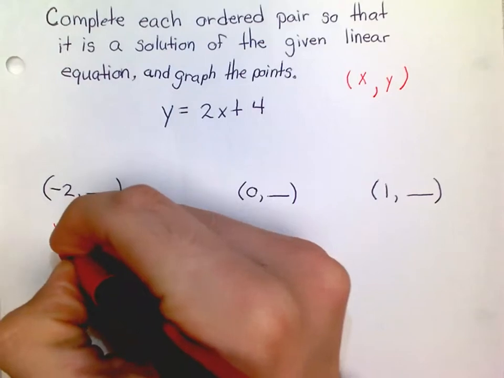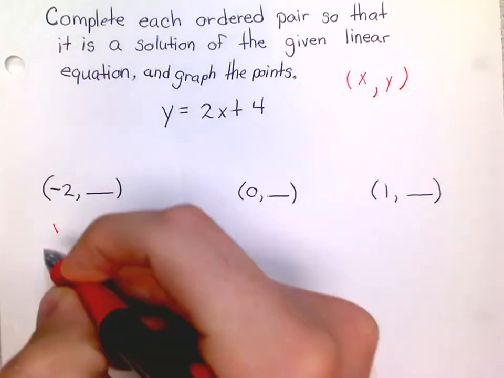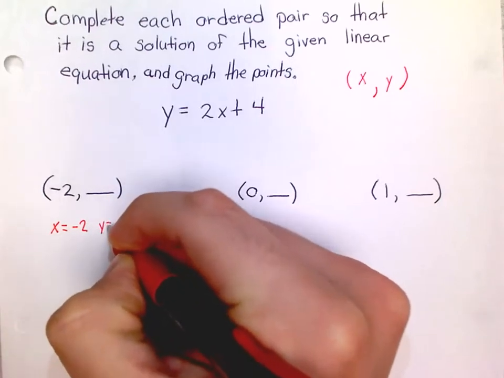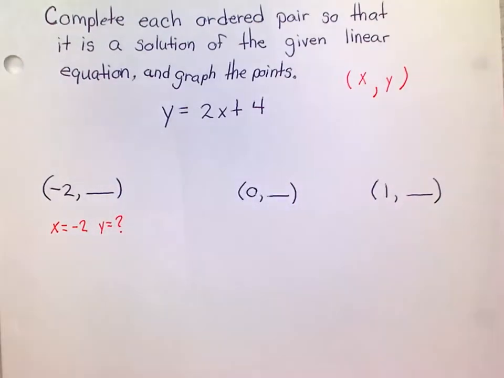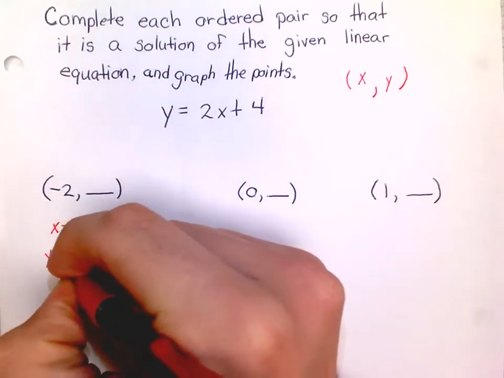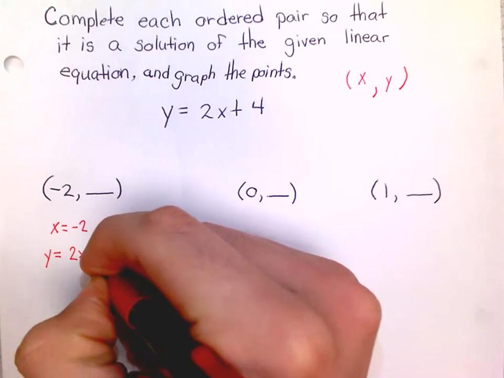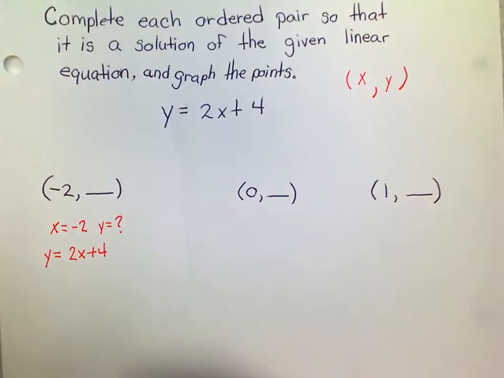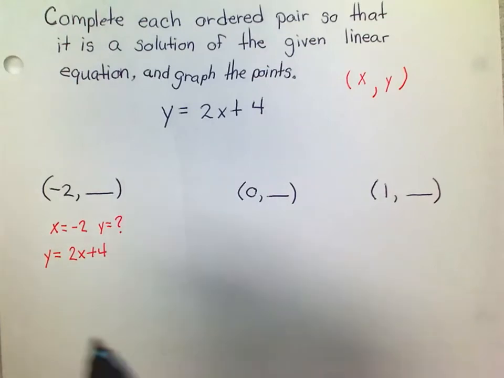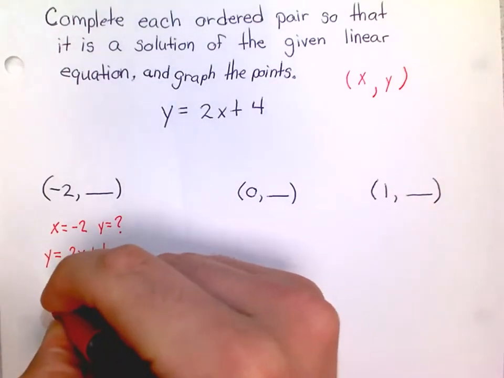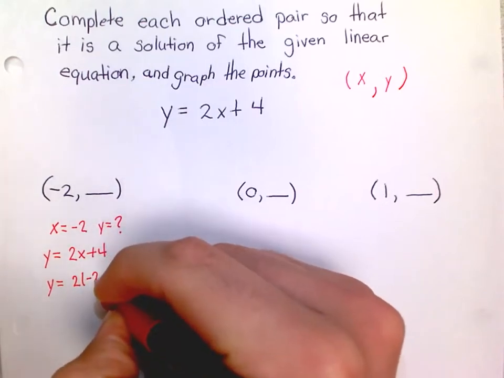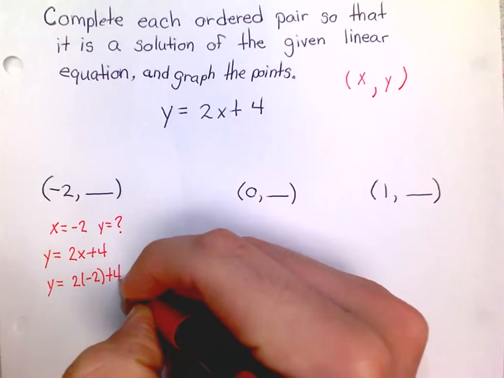So I'd like to start off by identifying what we have. We have x equals -2 and y equals question mark. We are solving for the y. So let's start off by writing our equation. Y equals 2x plus 4. Okay, so we know what x is. We know it's -2. So let's plug that in for the x. So we write y equals 2, and we just know that x is equal to -2. We write our plus 4.